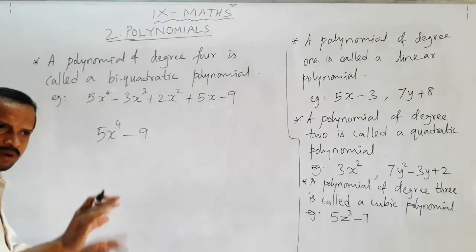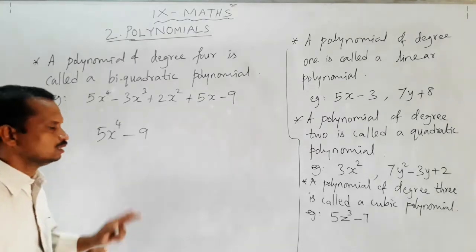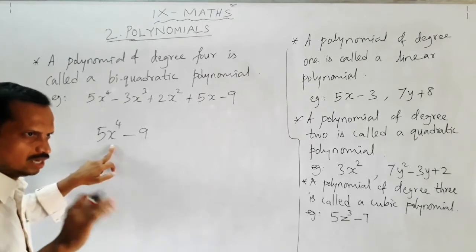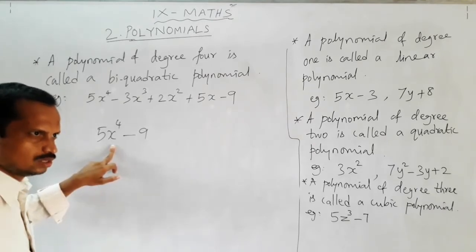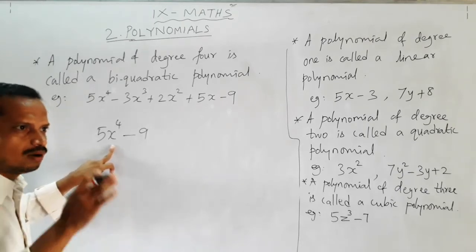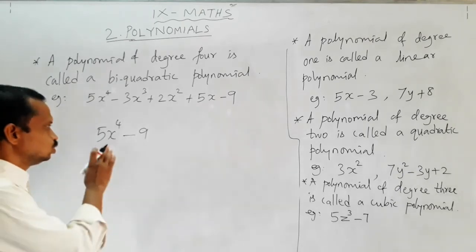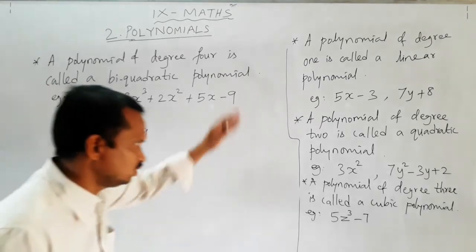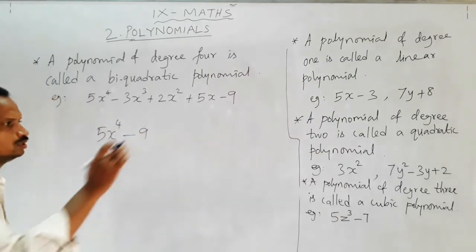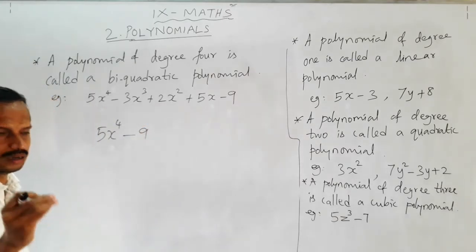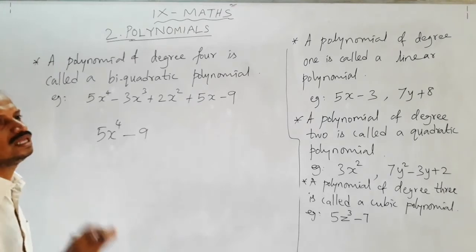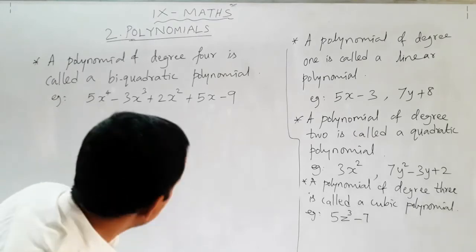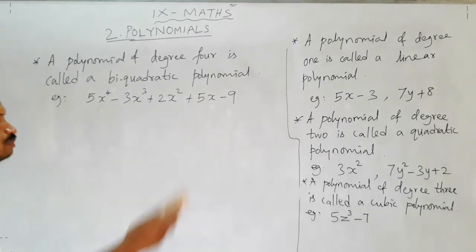Sometimes 5x power 4 minus 9 alone is present, then also the variable is x whose power is 4, that is the highest power. The degree is 4. Therefore it is also a biquadratic polynomial. Though it has 2 terms, the degree is 4, therefore it is a biquadratic polynomial. So it depends on the degree; you have to focus on the highest power of the variable present in the given polynomial. An example is enough.